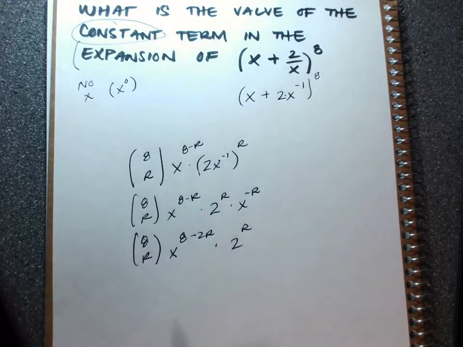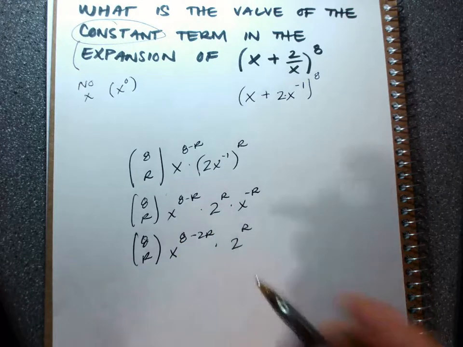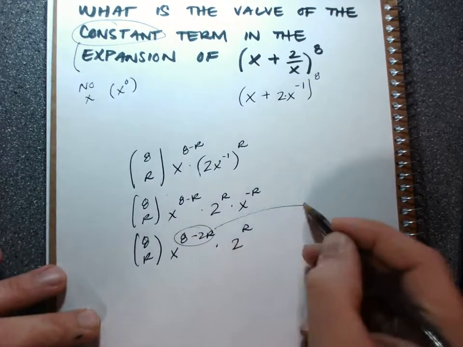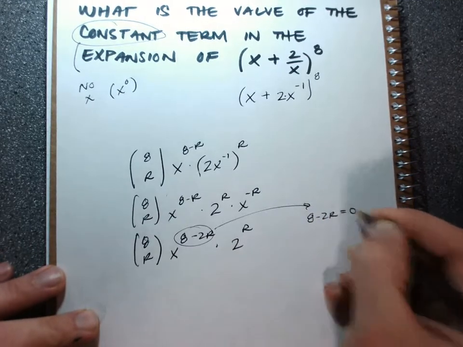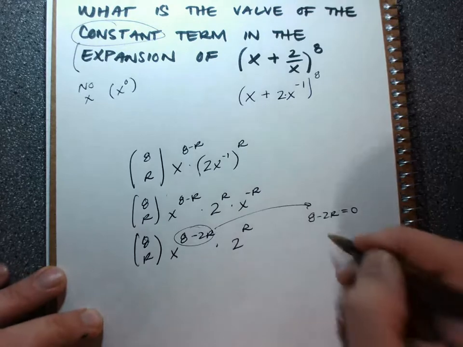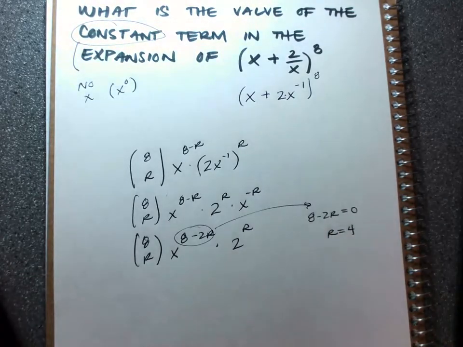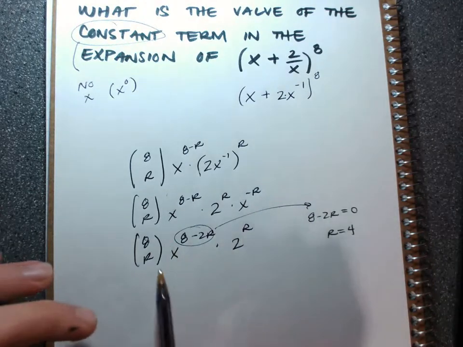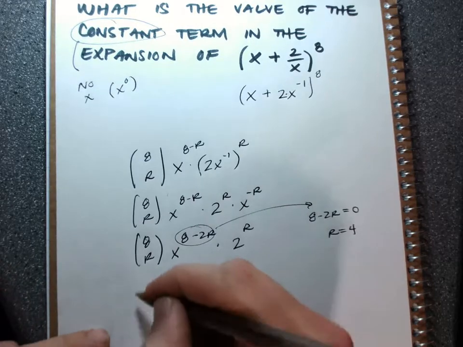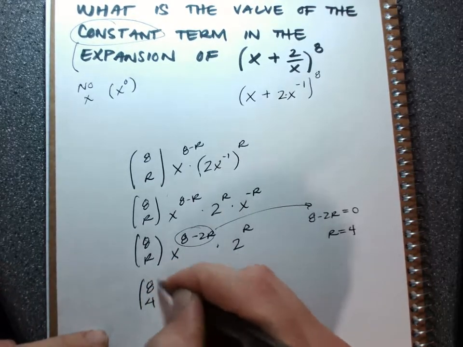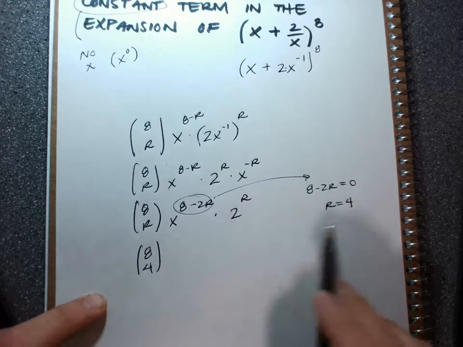Okay, now we were trying to get no x's in the problem, so this has to sum to 0. So we're going to start a side problem here. 8 minus 2r. We want to know when does that become 0, and that is if r is 4. Okay, so we did our exponent rules, combined like terms, and 8 choose 4 ends up being the term that will produce this particular result.